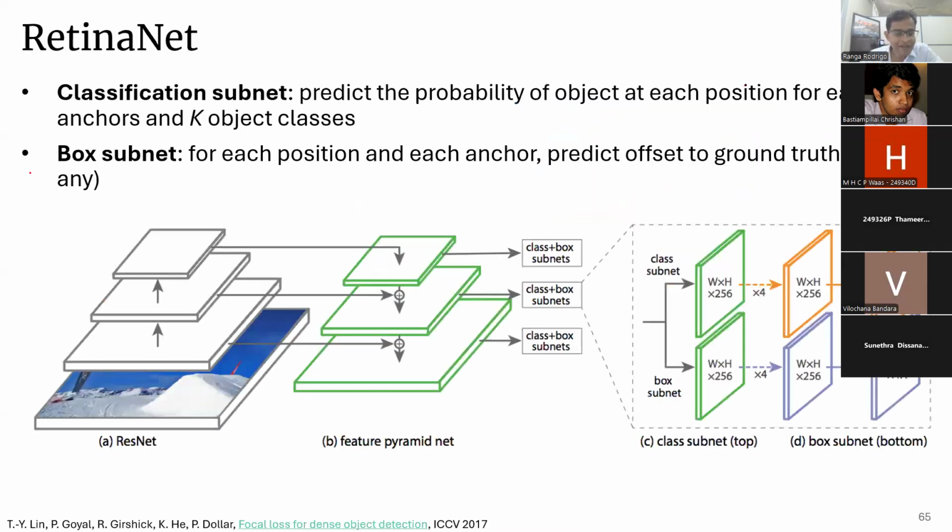And then this was actually a student paper. It's a very famous paper now, the focal loss paper. It's called RetinaNet.